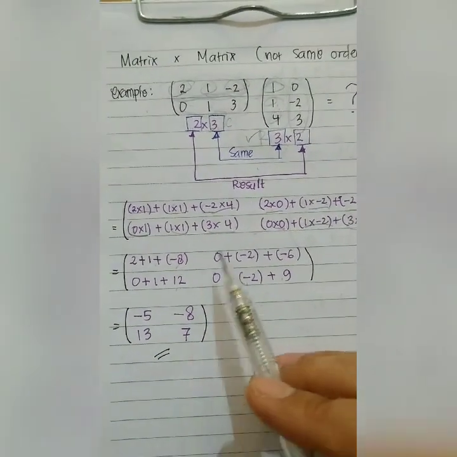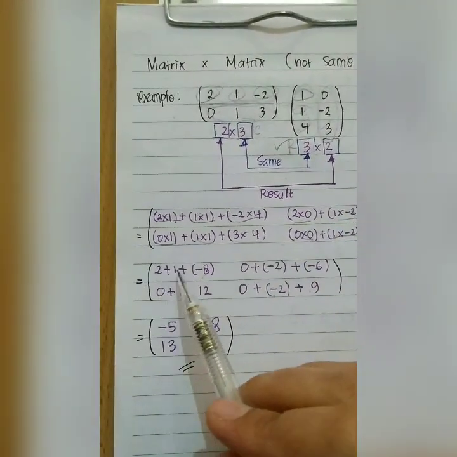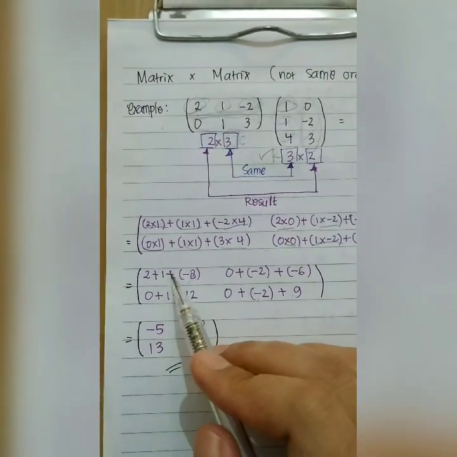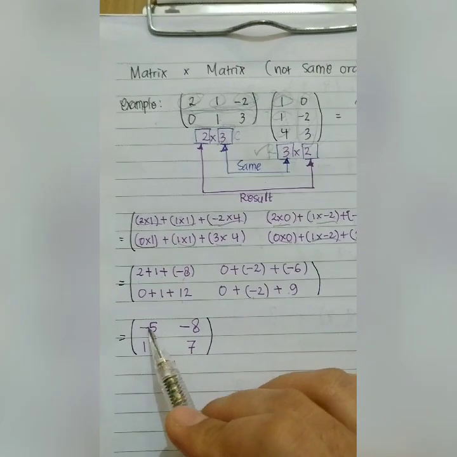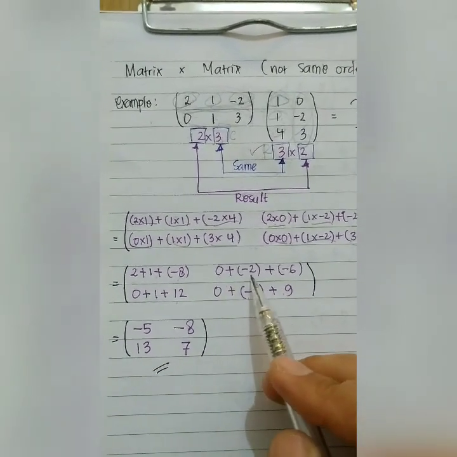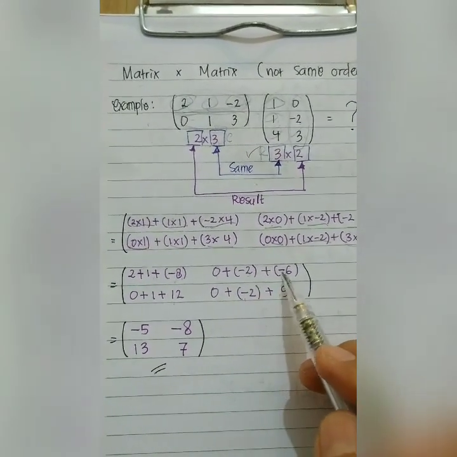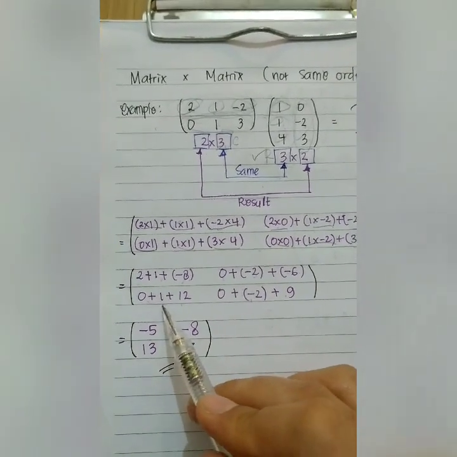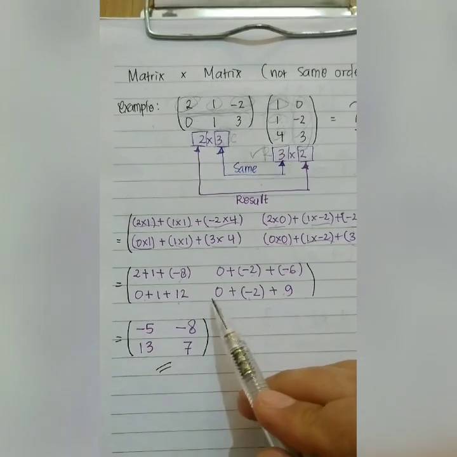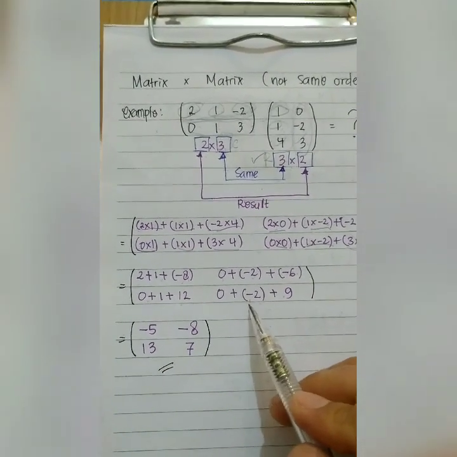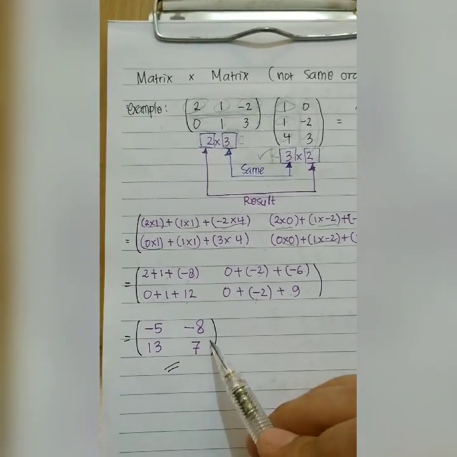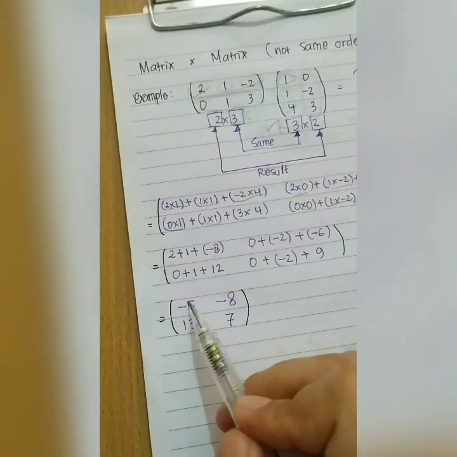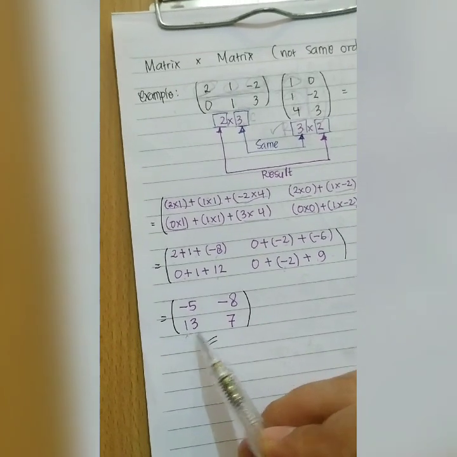After this, we are going to simplify it again. 2 plus 1 plus negative 8. 2 plus 1 is 3, plus negative 8 is negative 5, and then 0 plus negative 2 is negative 2, plus negative 6 is negative 8. 0 plus 1 is 1, plus 12 is 13. 0 plus negative 2 is negative 2, plus 9 is equal to 7. So we get the answer: negative 5, negative 8, 13, and 7.